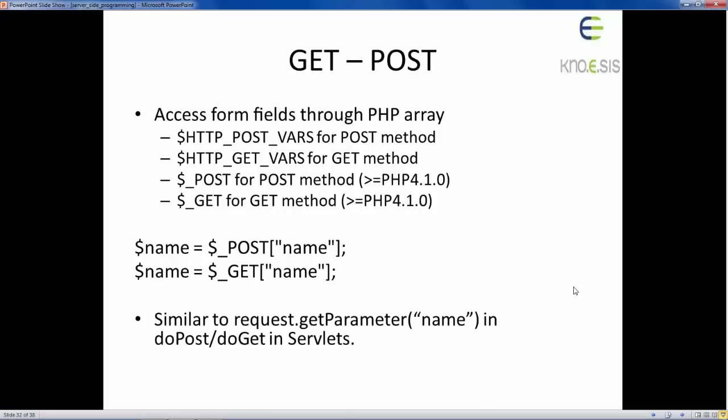Similarly, in PHP you can use one of these: HTTP_POST_VARS if you are calling a function using the post method, HTTP_GET_VARS if you are calling a get method. In PHP 4.0.1 there was another additional feature added where you can directly use $_POST or $_GET. So to get the value of the ID name, you can use one of the two things shown on the slides.